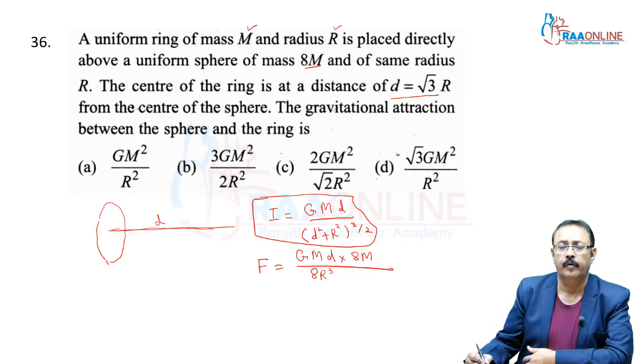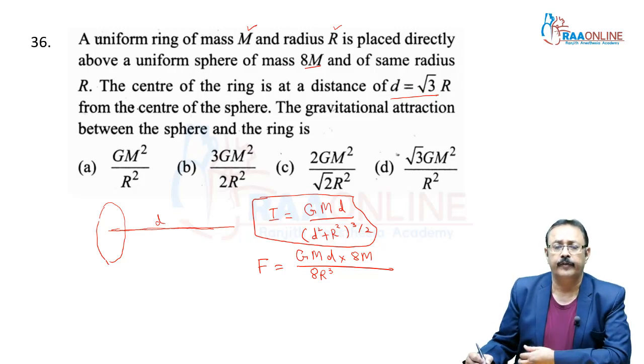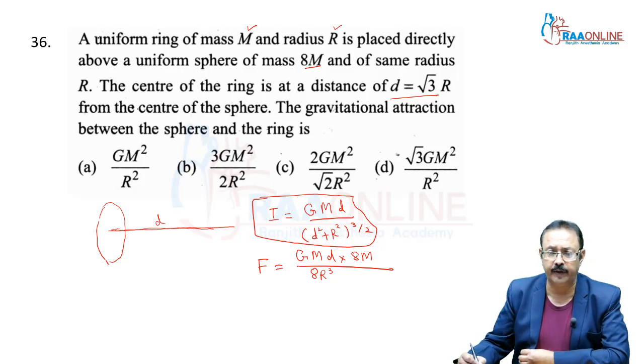So what are we going to get now? GMd, and the value of d in the numerator, we again put root 3r. So cancel one r, we get 2. Cancel 8 with 8. So what are we getting?